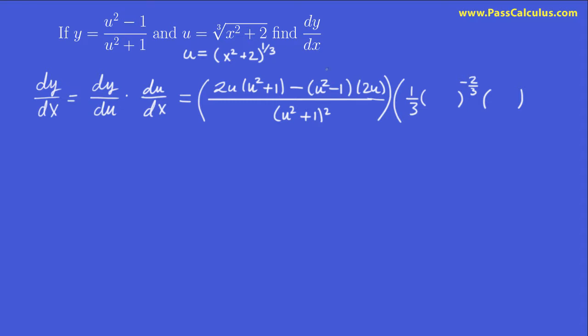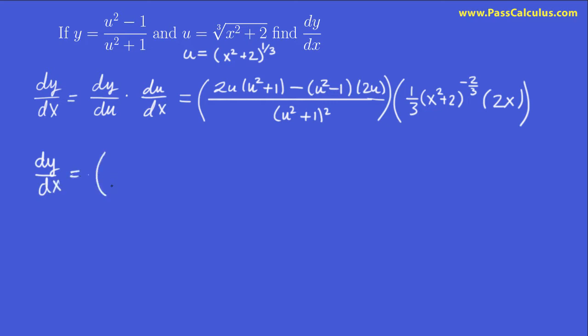What is the derivative of x squared plus 2? It's 2x. And over here we have x squared plus 2 just sitting there. And we close our brackets. That completes du dx. So our derivative is complete. It's a little bit messy. Why don't we simplify it?